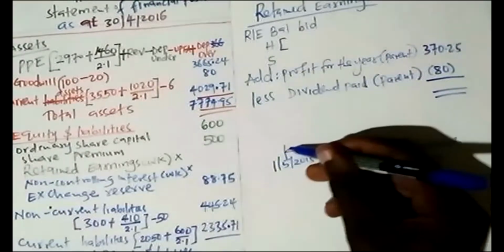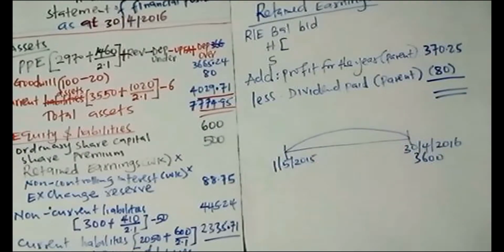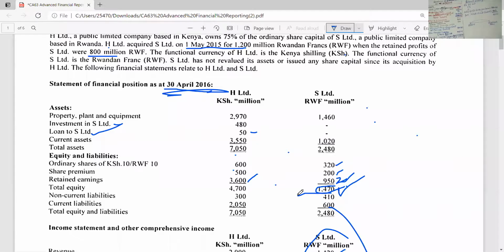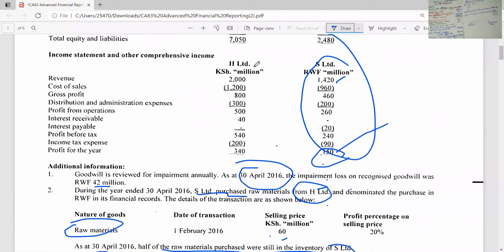Then what about profit for the year? Again, you check from the income statement. That is the profit after tax anyway. So the profit after tax is 150, or 340. So it's 340. Remember, it's for H. I'm looking for the retained profit brought forward for H. So profit for H is 340, the one which is provided there.